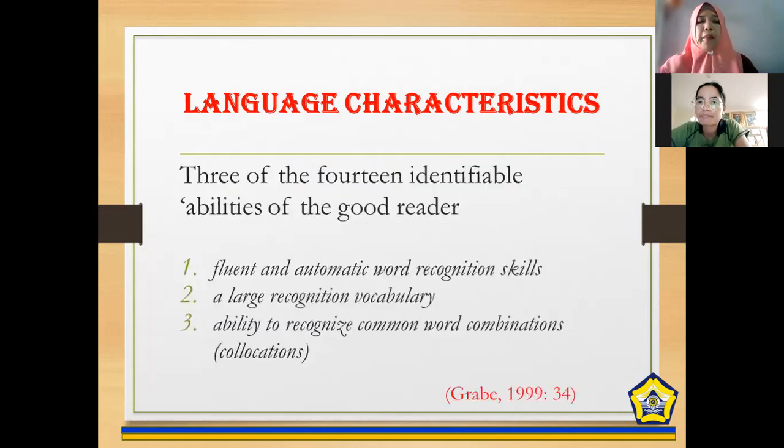Okay, there are 3 potentially identifiable abilities of the good reader. The 3 are, first, automatic word recognition skills. Second, rapid recognition of vocabulary, and the last, the ability to recognize common word combinations or collocations. They are according to Grabe in 1999.